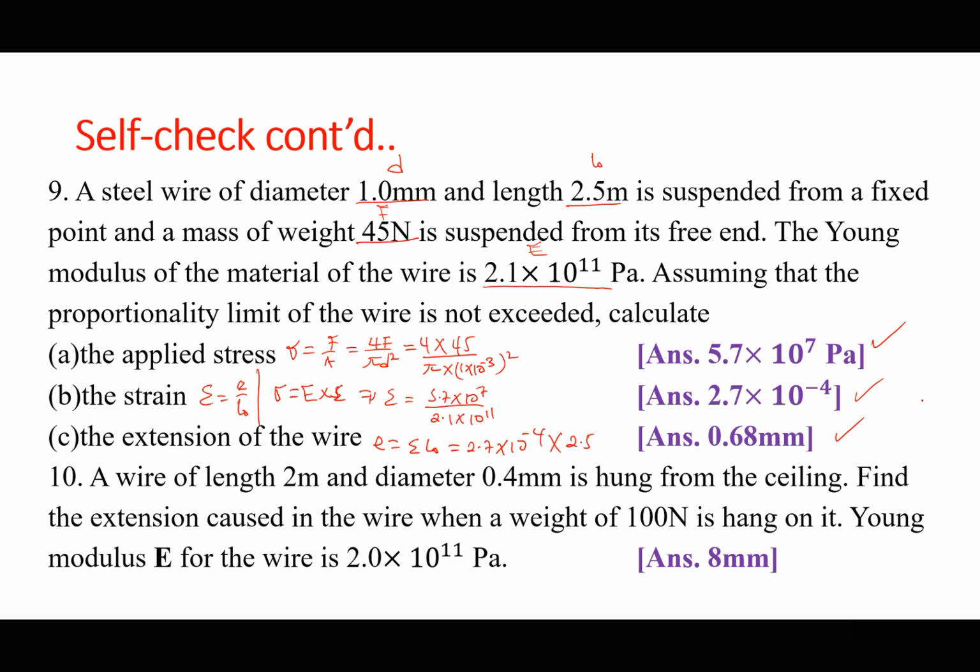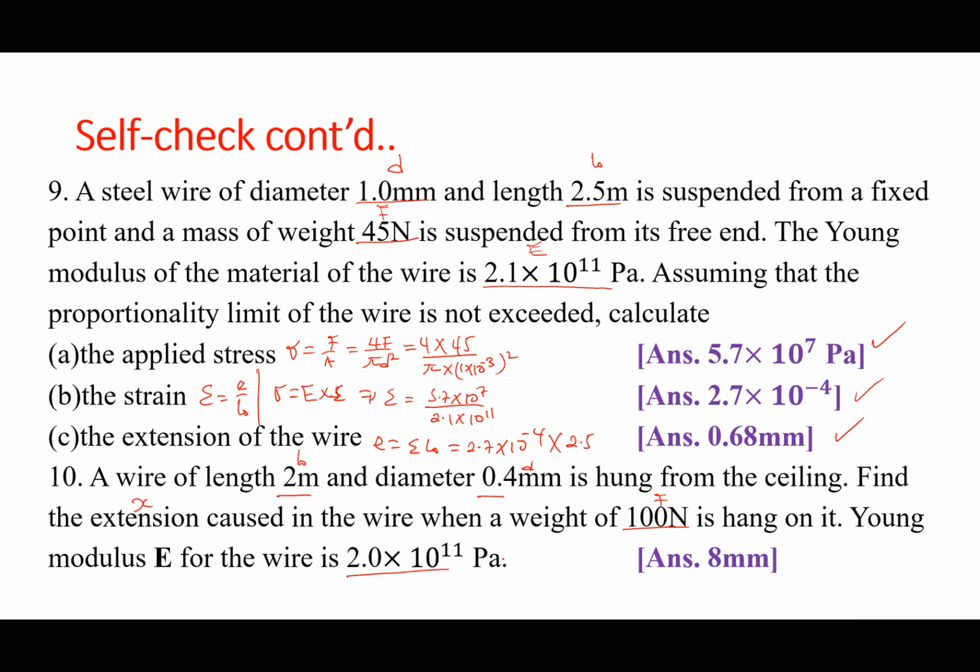A wire of length 2 meters and diameter 0.4 millimeters is hung from the ceiling. Find the extension. So this is the original length, this is the diameter. Find the extension x in the wire when a force of 100 newtons is hung on it. The Young modulus is given as this.